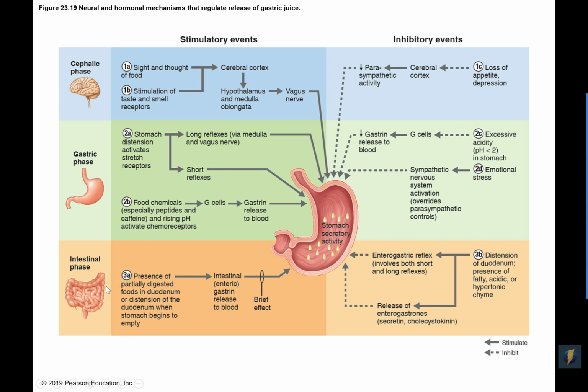The intestinal phase is as the foodstuffs, the chyme, move out of the stomach and into the small intestine. So you have these partially digested foods in that first part of the small intestine, and there is a very brief release of gastrin from the intestines that gives us one last little burst of stomach activity. In terms of inhibitory events, again, we can look at 3 phases: cephalic, gastric, and intestinal.